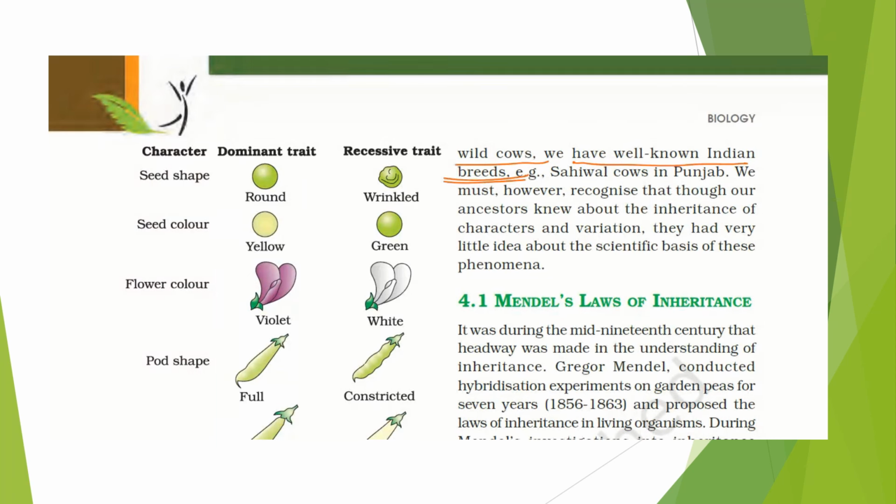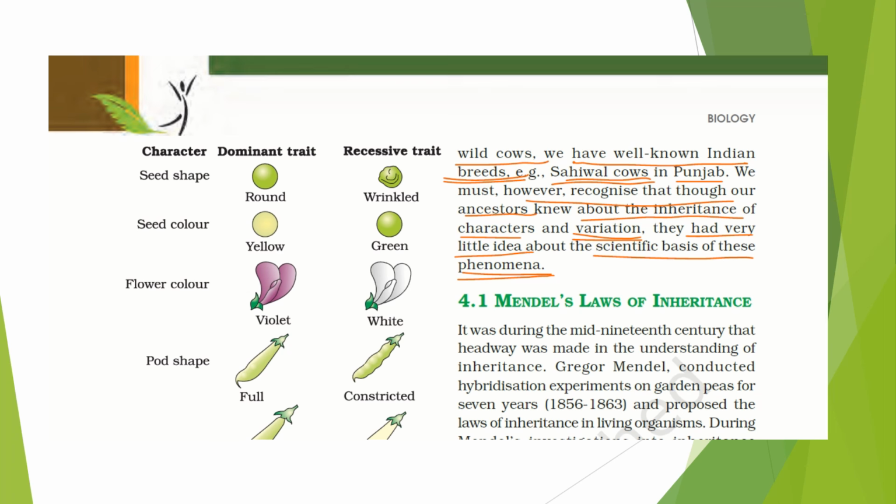So if they have selected certain breeds of cows and mated them, and sexual reproduction has happened, then we got a well-known breed, that is Sahiwal cows in Punjab. We must, however, recognize that though our ancestors knew about the inheritance of characters and variation, they had very little idea about the scientific basis of this phenomenon, right? They had very little idea what the reason behind this phenomenon was.